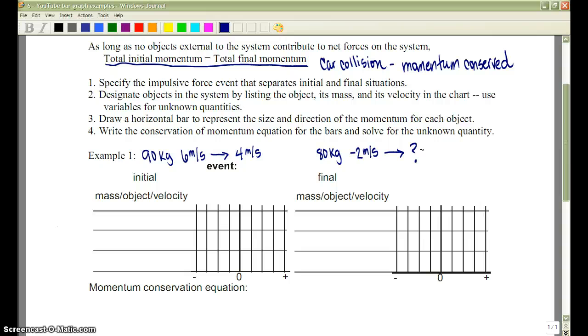Listed below, we have 2 different things. We have initially what happened and finally what happened. First of all, when it says mass, we're going to put our 90-kilogram mass there. The object, we can call it player 1. So I'll call him player 1. His initial velocity was 6 meters per second. Over here on the final side, he still has the same mass. We'll keep him as player number 1. This time, though, his velocity has slowed down.